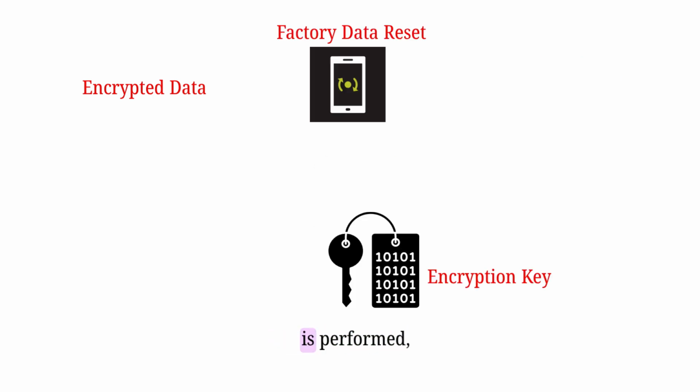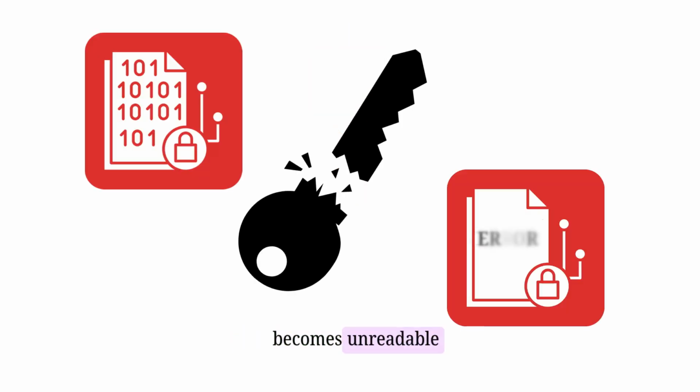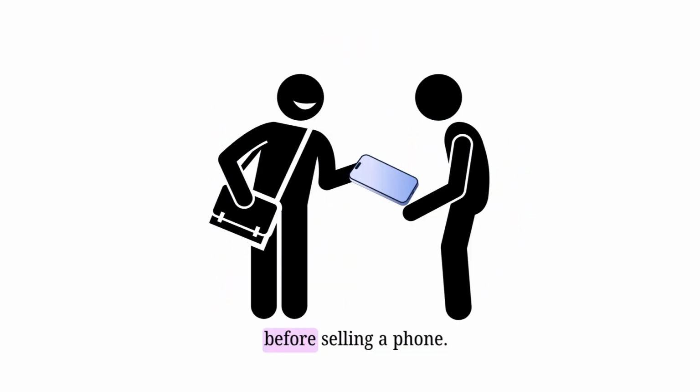When a factory reset is performed, the device destroys the encryption keys and removes user data. As a result, the remaining encrypted data becomes unreadable and effectively useless. This method is called crypto erase, and it is one of the main reasons a factory reset is generally considered safe before selling a phone.